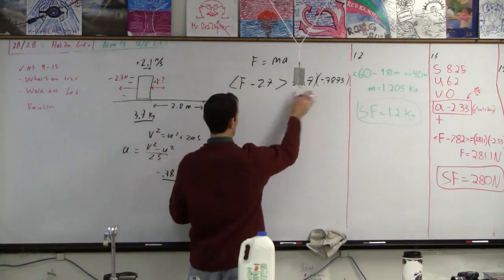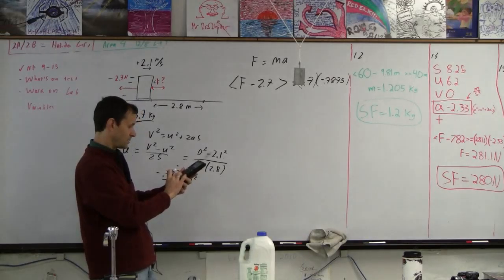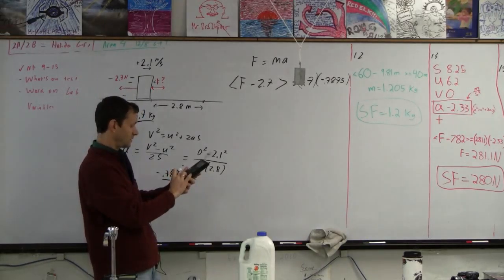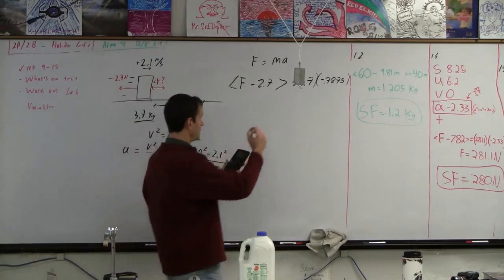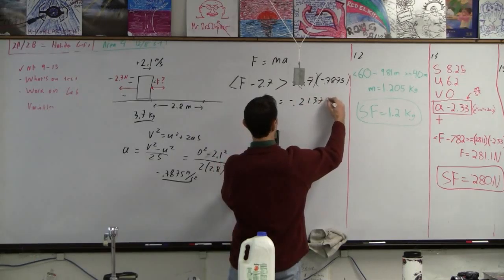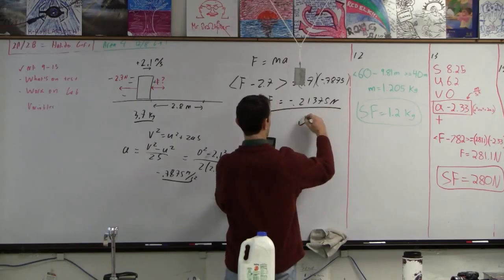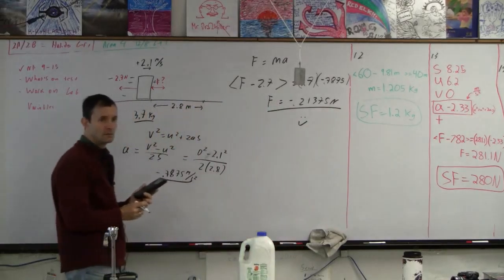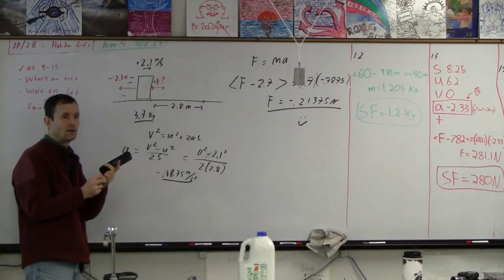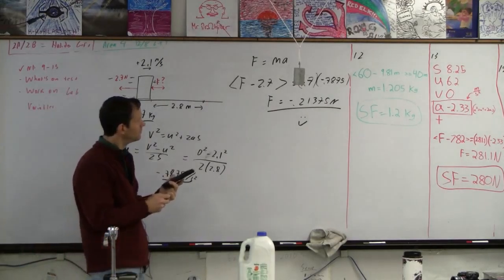F is going to be this side plus 2.7. So that times plus, and I'm getting that the force is negative 0.21375 newtons. Did anybody get that? I got it. That's what I got. We got that last period too. All right.